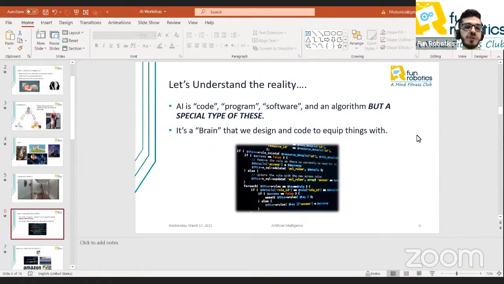AI is a code, it's a program, and it's software. And most important of all, it's an algorithm, but it is not just usual coding. It is a special type of coding. So basically it's a computer system that we program so that we can make it imitate or copy human intelligence, so that it can interact with us on a similar level and we understand each other. This is the concept of AI. It is a brain that we design, and then we code this brain to equip it with things such as human interactions or to do a specific task.